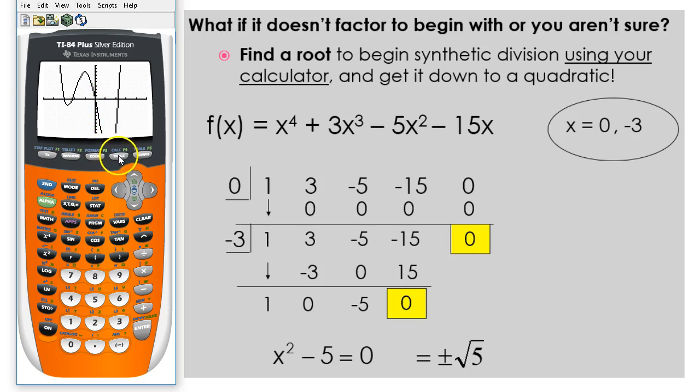Now, there's a quick way to trace on your function, and then just type in, like, if I think -3 is a solution, after I hit trace, if I type -3, enter, it's going to take me to the spot on the function where x is equal to -3. And if it is, in fact, a 0, it's going to give me a point on the function of -3, 0. So I can see that that is a solution, or that is a root for this function.